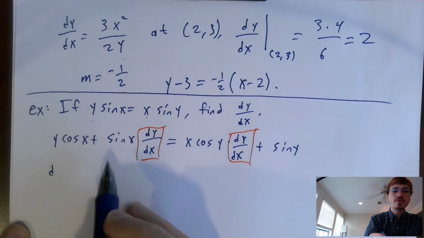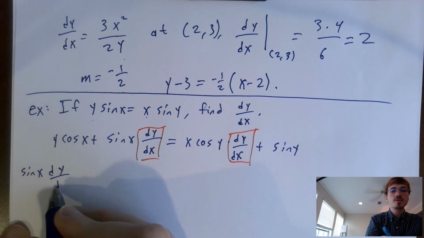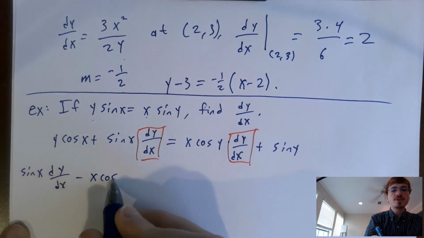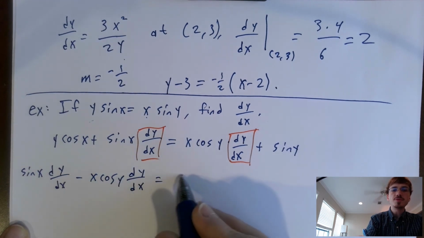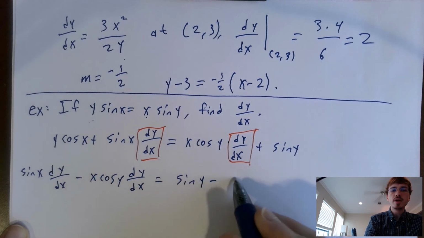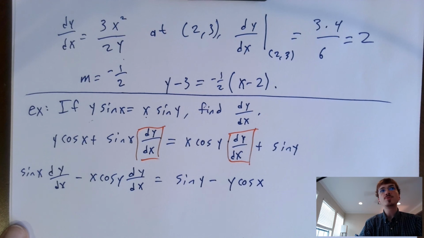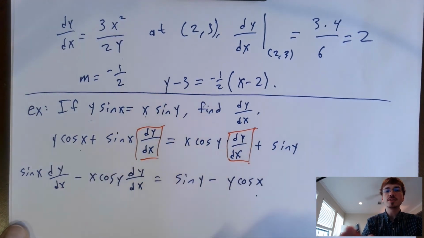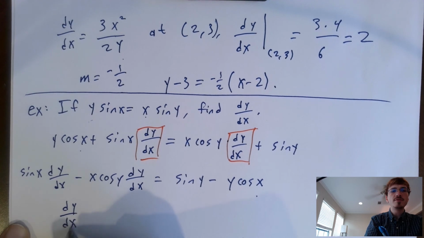So we have sine of x times dy/dx minus x cosine y dy/dx equals sine of y minus y cosine of x. So we subtracted the terms with dy/dx to the left-hand side and subtracted the term without a dy/dx to the right-hand side. On the left-hand side, we're now going to factor out dy/dx and divide by what's left over.